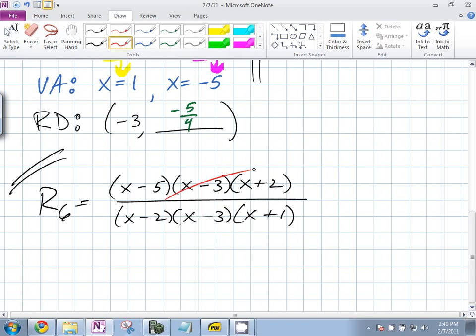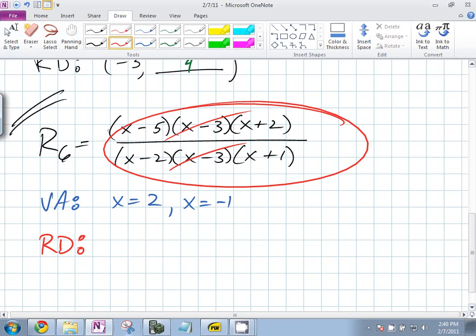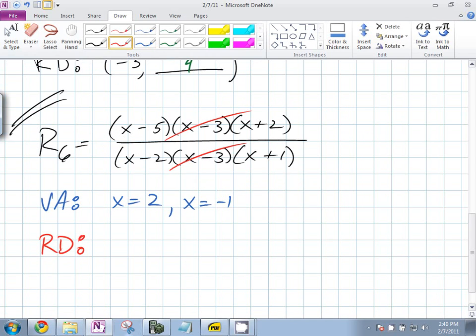This cancels, so can someone just tell me what the vertical asymptotes are on this? Someone raise their hand. And hold on, what's the second one? X equals -1. The vertical asymptotes are the imaginary vertical lines that the graph can't cross. Do we agree with that? I think we do. I don't hear any major complaining. What's the removable discontinuity in this case?